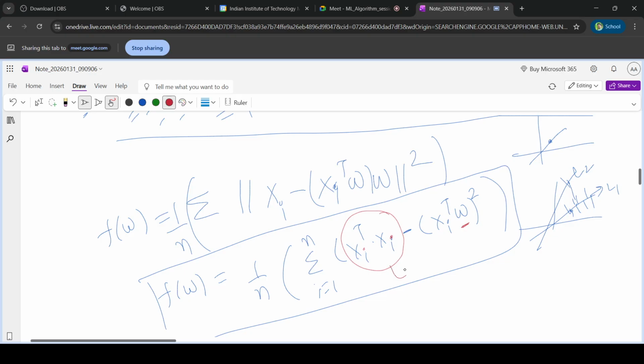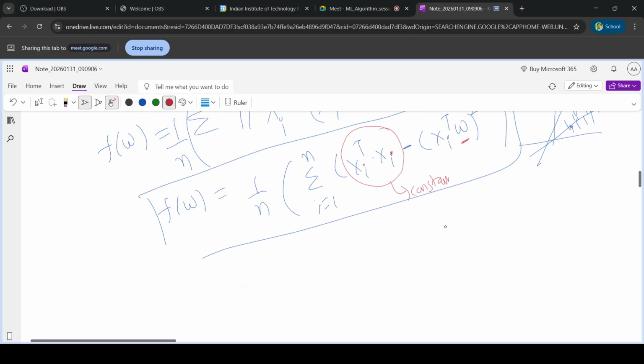So this may be a constant value. If you drop this one also, you don't have any problem. Because this is f of w, I am just going with the new equation by dropping this value. So g of w is 1 by n summation of i equal to 1 to n of minus xi transpose w whole square. This is what you get, and you need to minimize this equation by using some value of w.